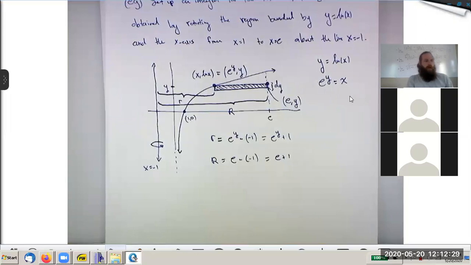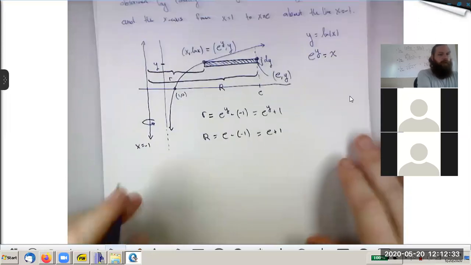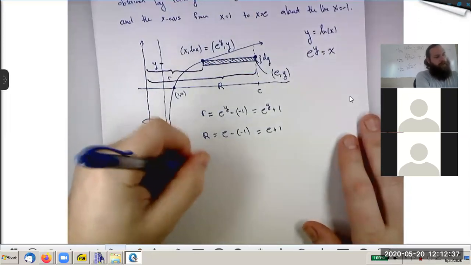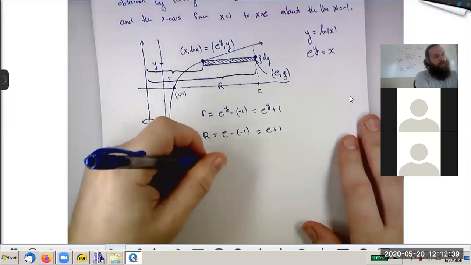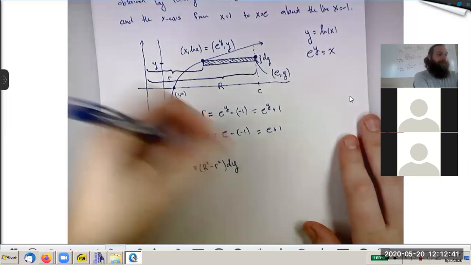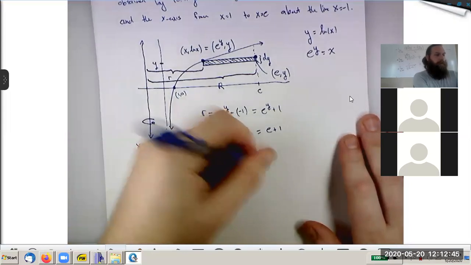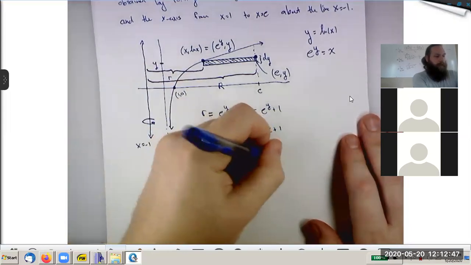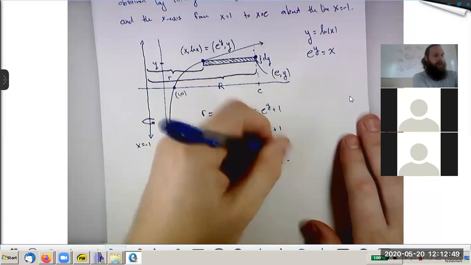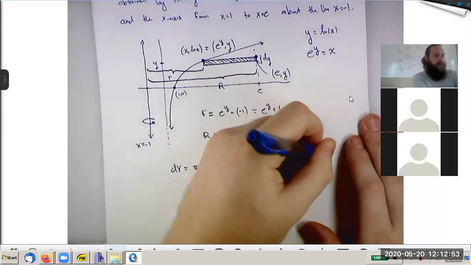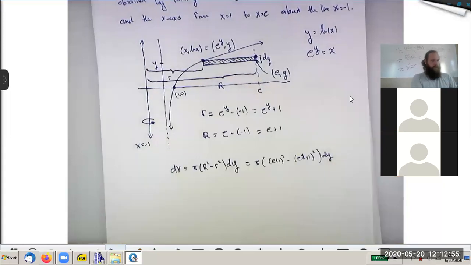Yeah, sure, we will go ahead and do number one. Let me finish setting up this integral. So then my little dV is pi times cap R squared minus little r squared dy, which is pi times e plus 1 squared minus e to the y plus 1 squared dy. I'm not answering that right now.